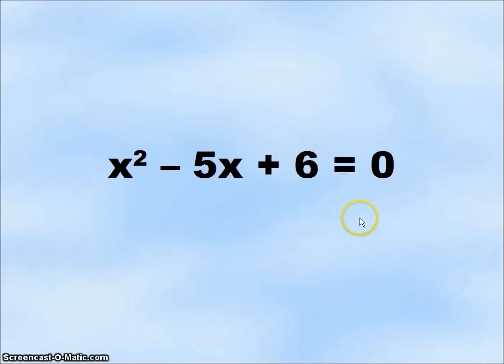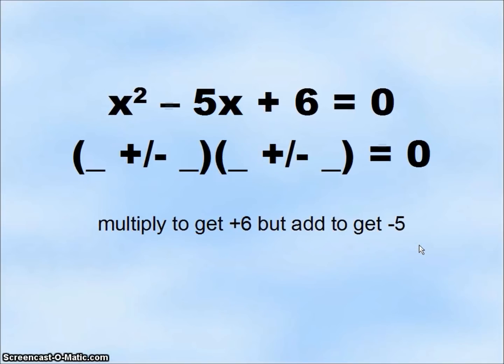Okay, let's try another one. Again, we're going to use our skills at factoring. This time, again, using a fairly simple example. Got a quadratic equation in our standard form equal to 0. Now we want to factor this into 2 binomials. So we want it to be this basic form, filling in our blanks.